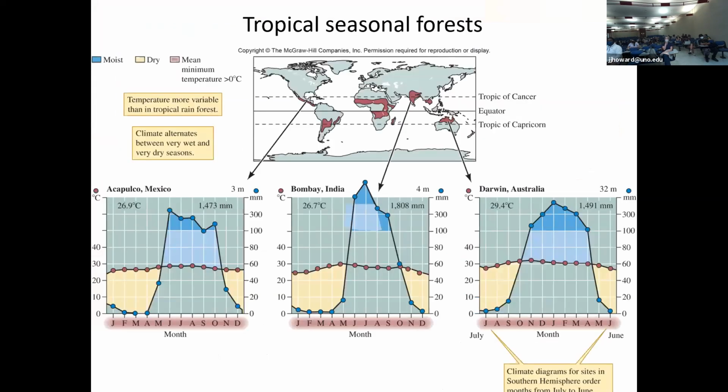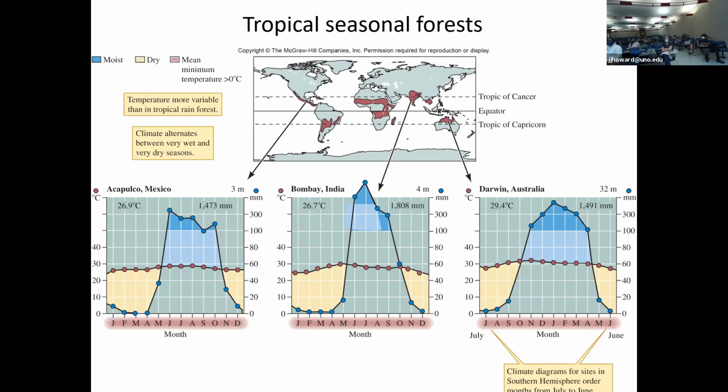So here are some tropical seasonal habitats. And here's Acapulco, Bombay, and Darwin. Notice that they all share the same pattern. Now, on the right here, Darwin, Australia is in the southern hemisphere. So if you look at the months here, you can see that they start with July because that's their winter. And over here on the center and the left, you have Acapulco and Bombay that are in the northern hemisphere. Their year starts with June. We simply do this so that we can have a comparison that's easy to make, right?